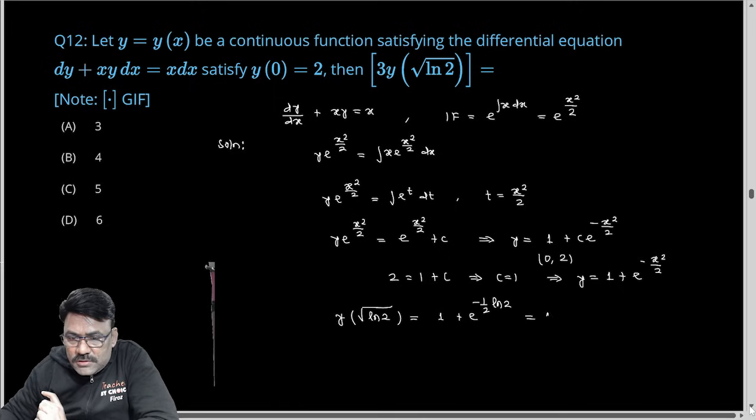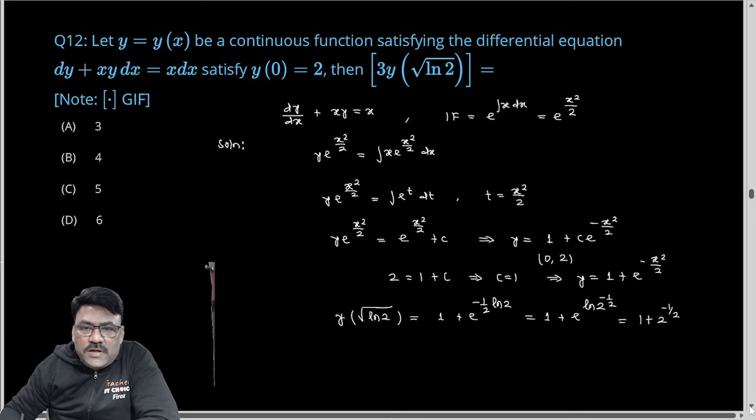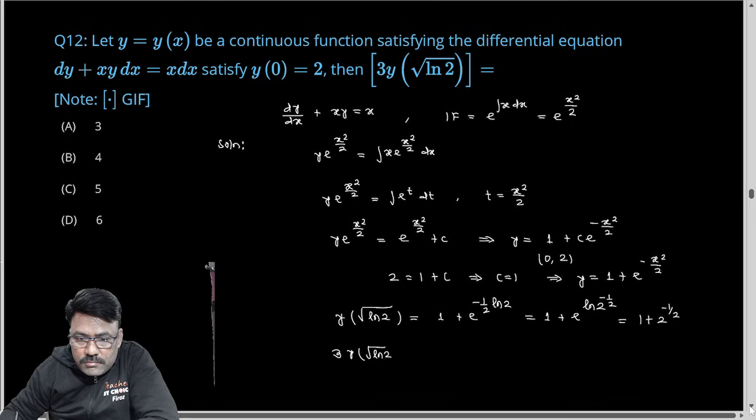Now it is 1 plus e raised to ln 2 raised to minus half. And e raised to ln 2 raised to minus half is the same as 2 raised to minus half. So it is 1 plus 2 raised to minus half. They are asking 3 times y under root ln 2. If you multiply it by 3, you are getting 3 times 1 plus 2 raised to minus half.